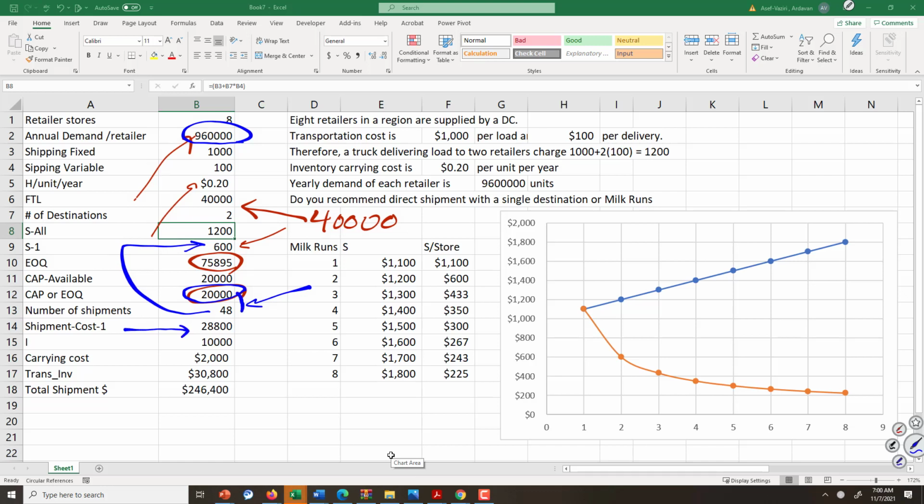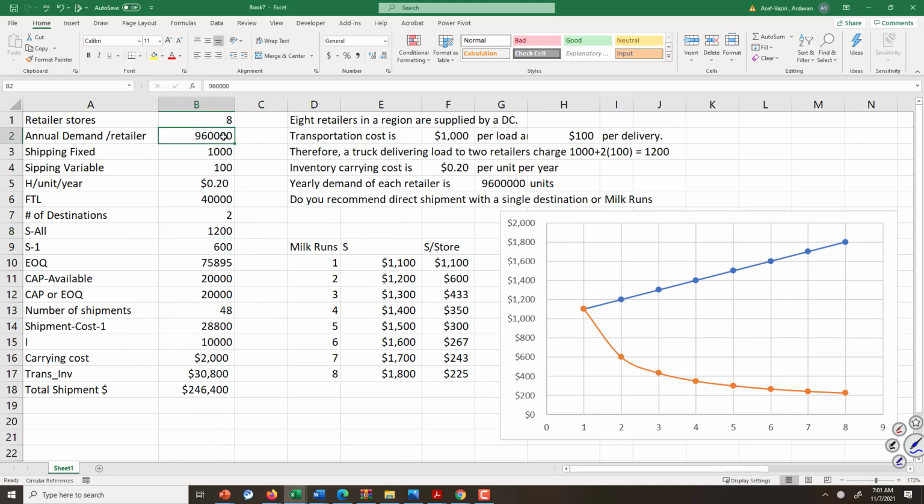Because I delivered 20,000, if I divide it by 2 as the average inventory at the destination, average inventory is 10,000. And since carrying cost is 0.2, this would be my carrying cost. Carrying cost, shipment cost. The total cost, carrying plus shipping, is 30, and when we multiply it by 8 retailers, we get this number.